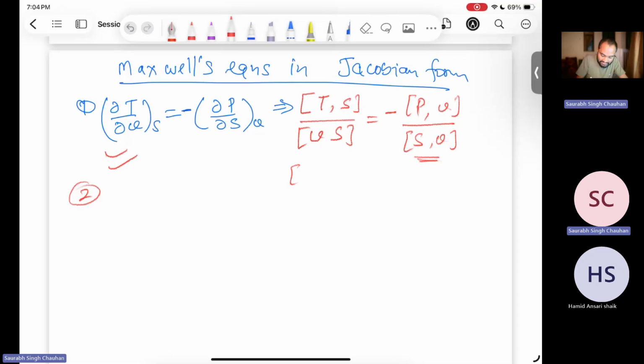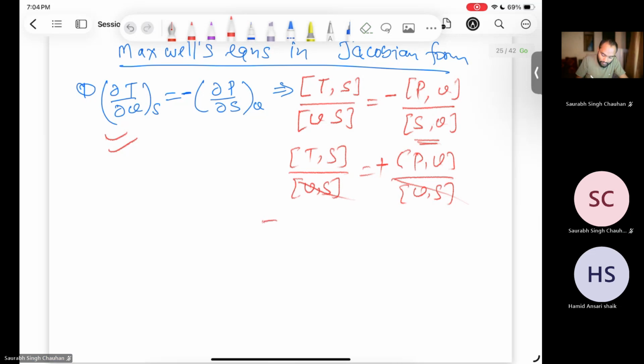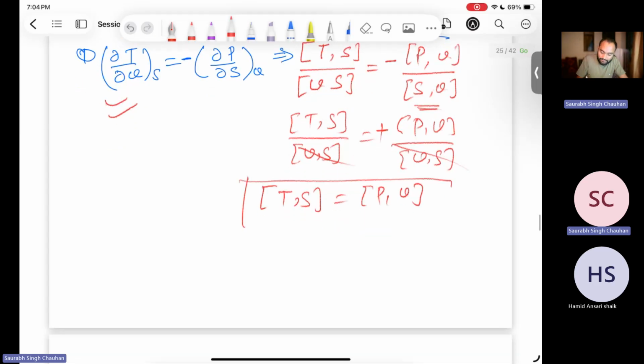Are you following what I'm saying? Okay, let's write it once. Jacobian of T comma S divided by V comma S, with the negative sign becoming positive, equals Jacobian of P comma V divided by V comma S. So these things will cancel out, and we will be left with Jacobian of T comma S is equal to P comma V.